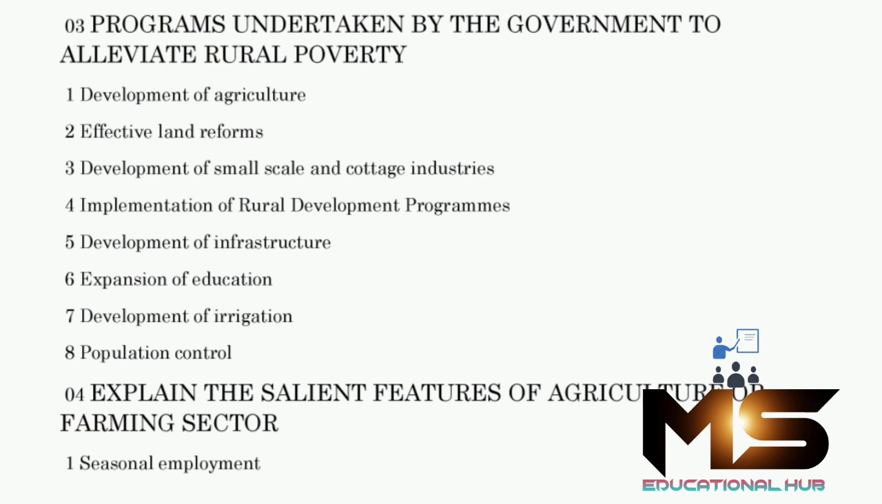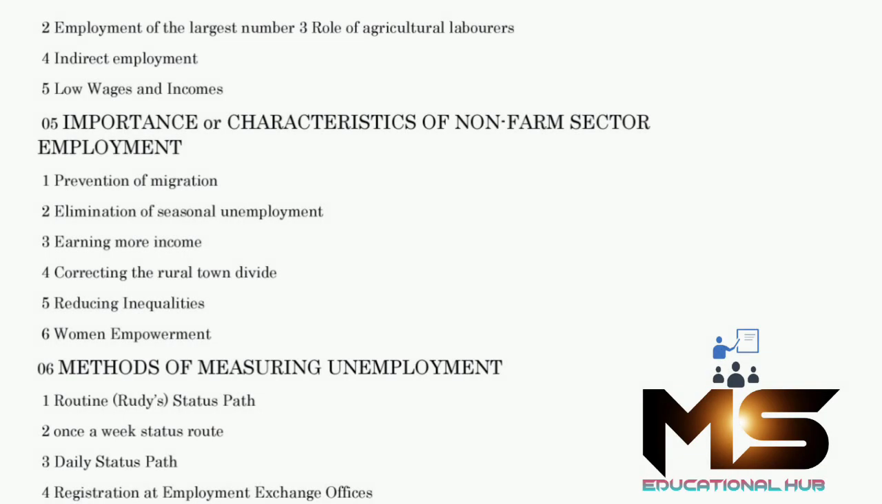Next, they explain the salient features of the agriculture or farming sector. As we know, agriculture is the backbone of the Indian economy. So let us discuss the features of the agriculture or farming sector. First one, seasonal employment, where we are able to get seasonal employment. Second one, employment of the largest number. Third one, role of agricultural laborers. Fourth one, indirect employment. Fifth one, low wages and incomes.